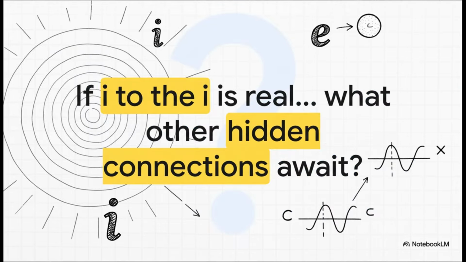Which really just leaves us with a final thought, doesn't it? If something as weird as i to the i can turn out to be a simple, real number, it just makes you wonder, what other beautiful and profound connections are still out there, hiding just beneath the surface of the math we think we already understand?